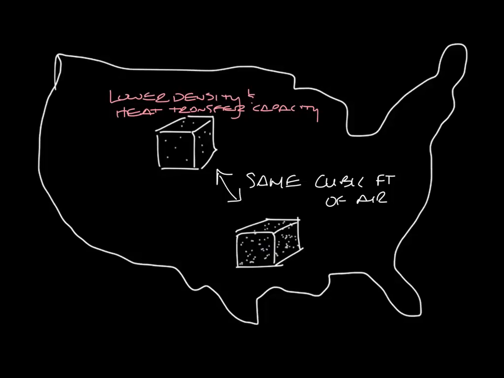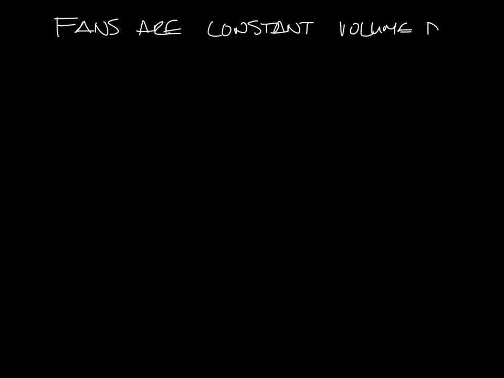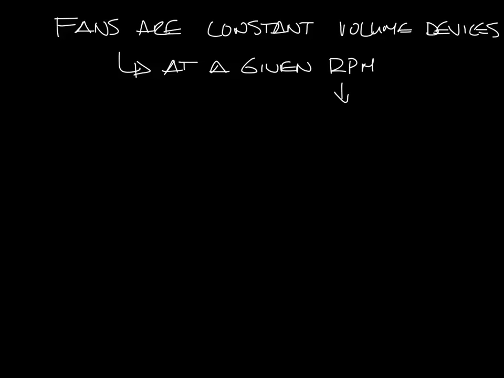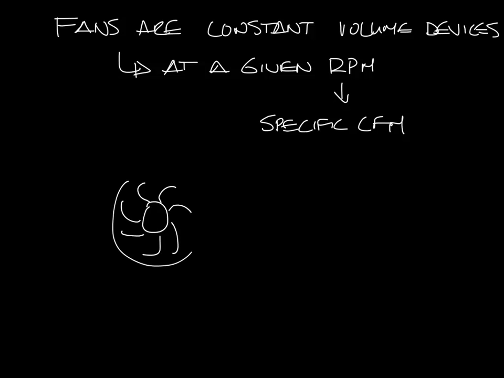Let's move this out of the way and let's look at what this means for fan selections. So a fan is a constant volume device. This means at a given rotational speed, a given RPM, it will move a specific volume of air, a specific CFM. So let me draw a forward curve fan wheel. There's a couple blades in here.